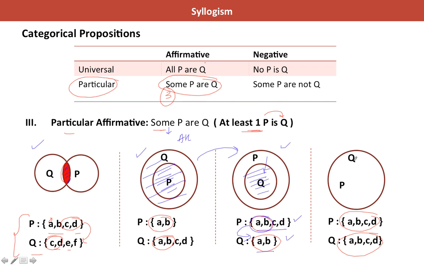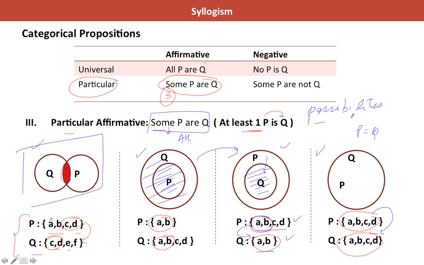And then we have, if P is equal to Q, the same circles. And here, since all elements of P are there in elements of Q, we can also say that some elements of P occur in Q. So this is also a correct one. But generally, when we solve questions and we have a statement like this, some P are Q, we will draw this diagram. All these other 3 diagrams are just to show you what other possibilities are there.